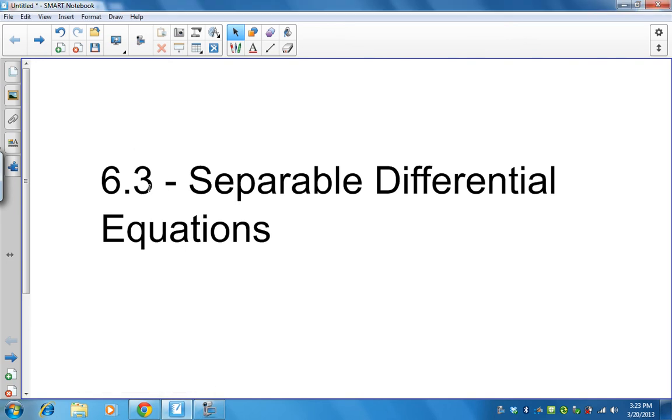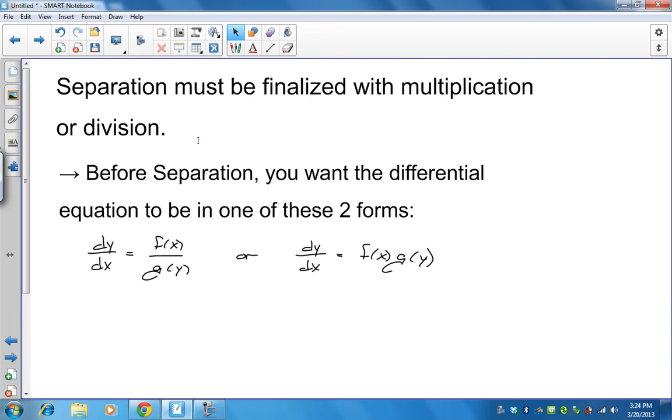Here are a few more examples of separable differential equations that I thought may come in handy for some of you, because the first video I put together had some of the more straightforward examples, and I wanted to show you what to do when things get a little bit more hairy.